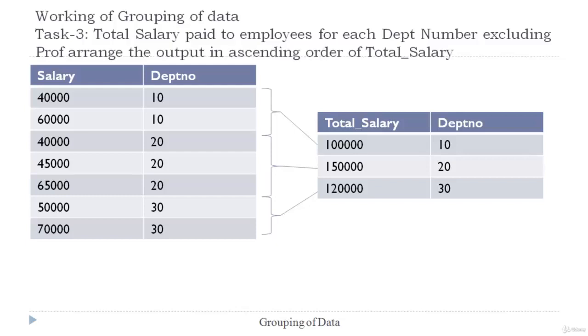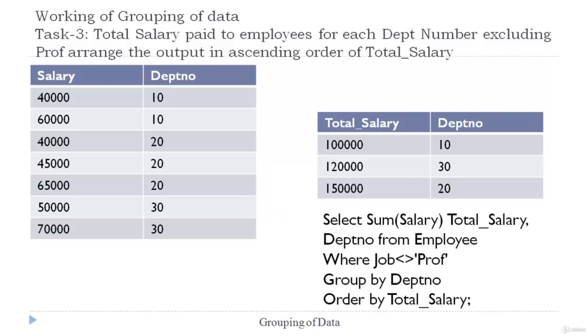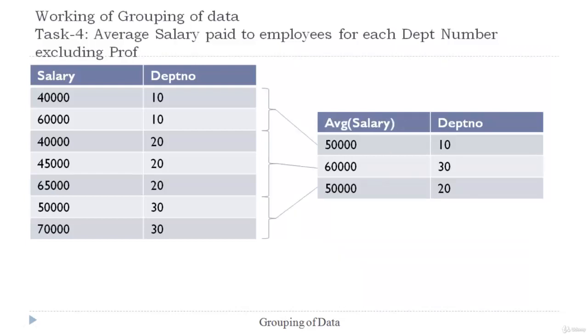Here task 3 has further been extended to arrange the output in ascending order of total salary. And to perform this, we have to use the order by clause. So here order by total salary has been added in the existing select statement to arrange the records in ascending order of total salary. Let us consider another task, task 4, where we have to find the average salary paid to employees for each department number excluding professors.